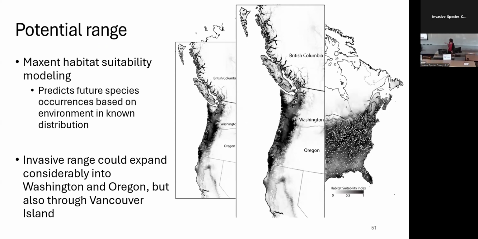If we zoom in on our predictions, the invasive range could expand considerably. There's lots of suitable habitat in Washington and Oregon and down into Northern California. And then in British Columbia, throughout the Fraser Valley and Vancouver Island as well, and perhaps up the coast, though it's a little bit hard to know from these models. But clearly, the potential range of this species is much greater than its current range. It's likely to continue spreading.